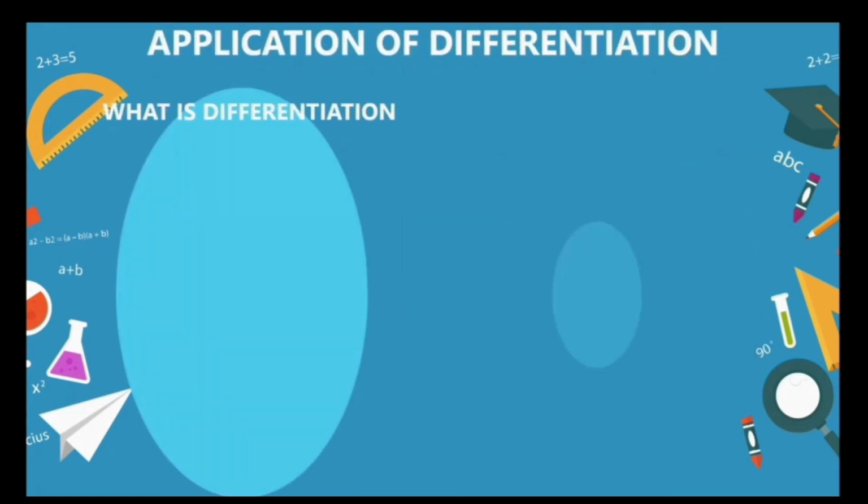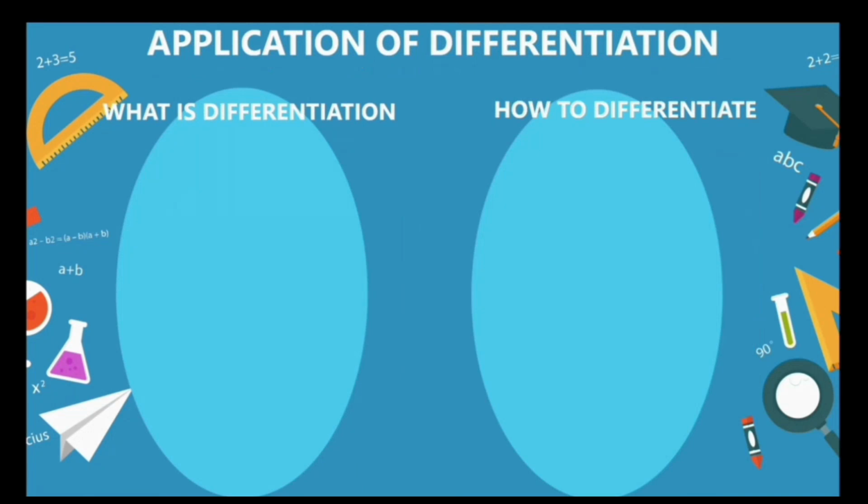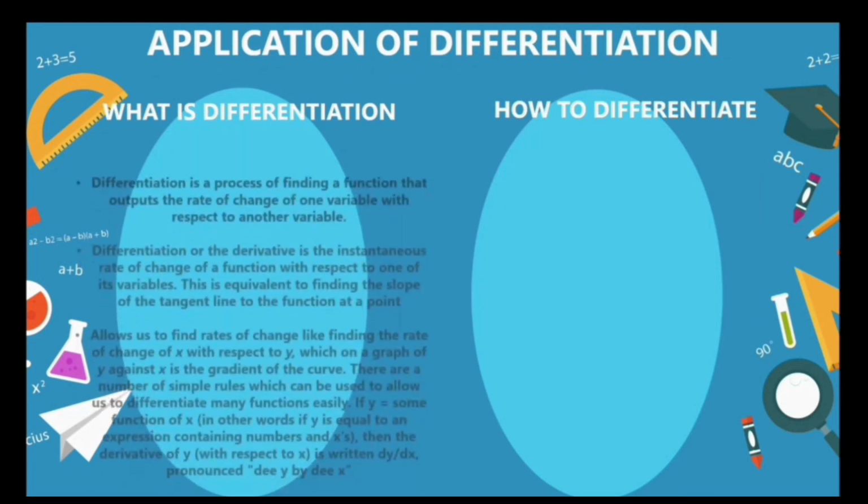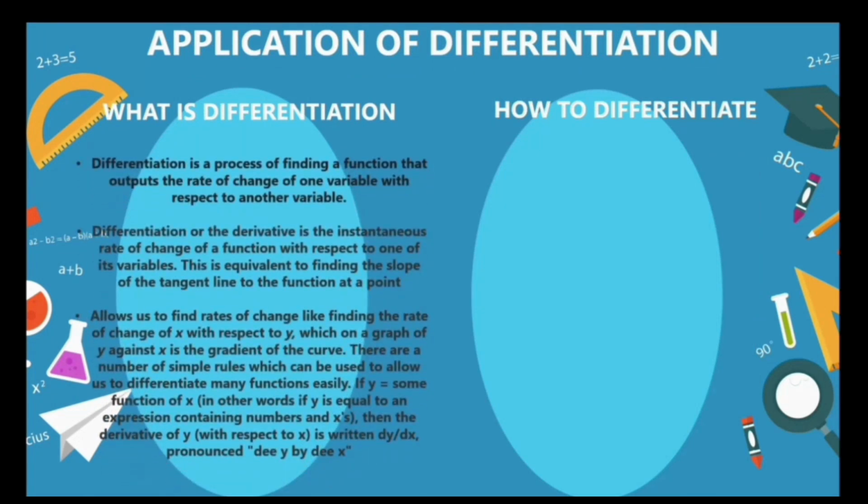So, what is differentiation and how do we differentiate? Differentiation is a process of finding a function that outputs the rate of change of one variable with respect to another variable. The derivative is the instantaneous rate of change of a function with respect to one of its variables. This is equivalent to finding the slope of the tangent line to the function at a point. It also allows us to find rates of change, like the rate of change of y with respect to x, which on a graph of y against x is the gradient of the curve.